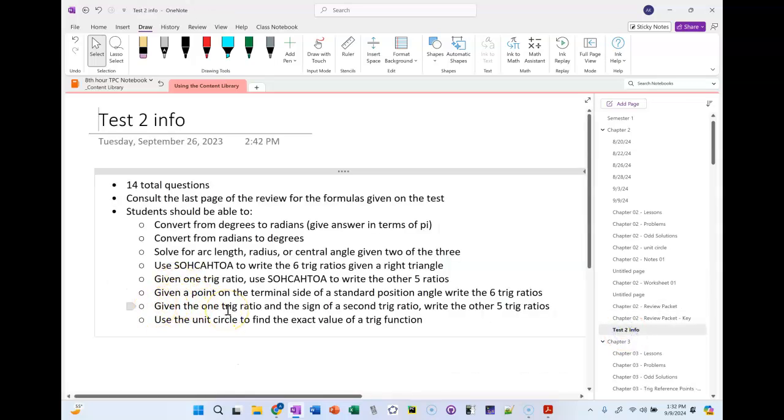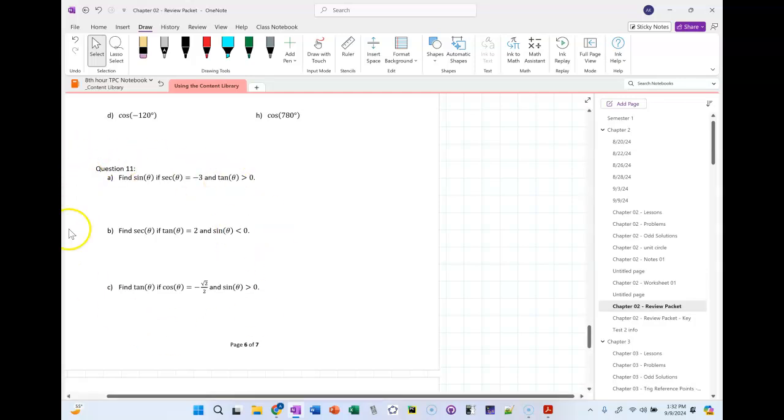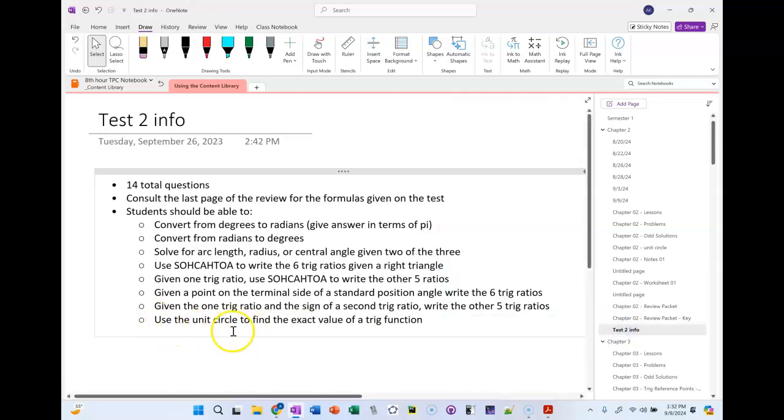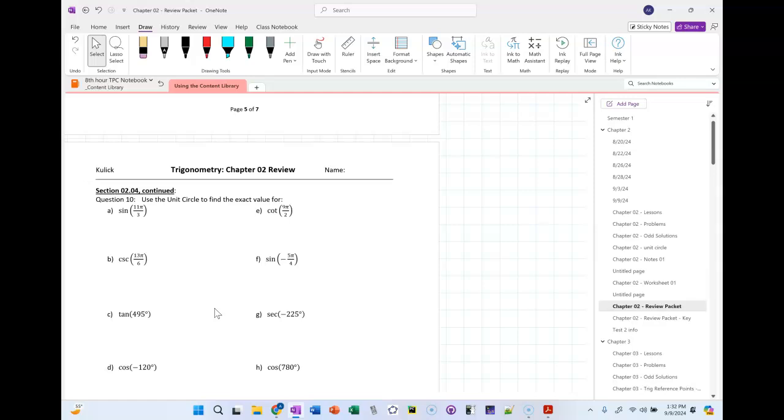Given 1 trig ratio and the sign of a second, write the other 5 trig ratios. That looks a lot like question 11 here, or the back side of the worksheet that I gave you last time. And use the unit circle to find the exact value of a trig function. That looks a lot like question 10 from the review. So that's the format, or the types of questions you'll be asked to deal with come test time. Any clarifications there?